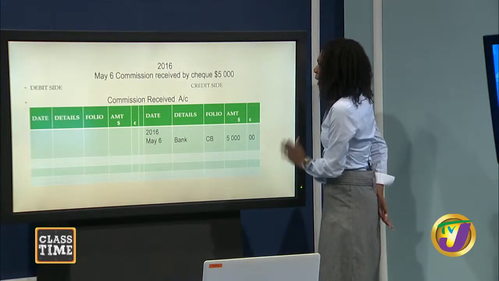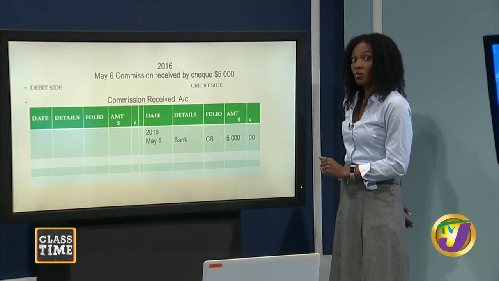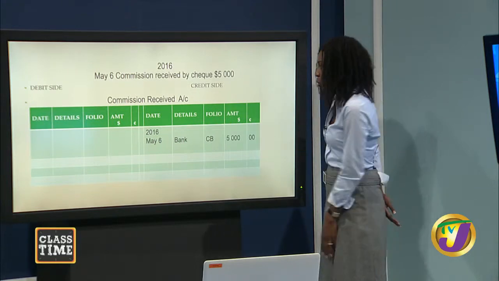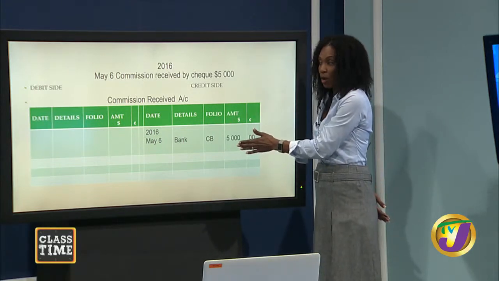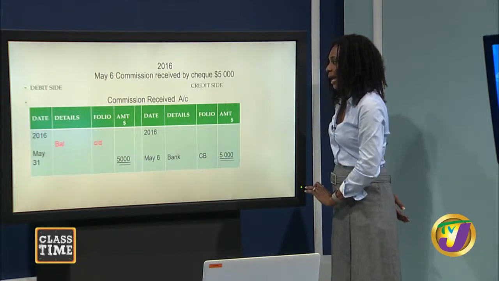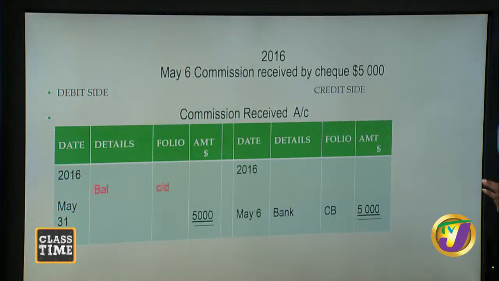All right, good. So here it is in the commission received account, the revenue account. We've had an increase in revenue, so we credit the account. And let's see what it would be like now in terms of us actually trying to close off the account at the end of the month. Now, look on the board here. If you notice, we're closing off at the end of the month. And to close off, on the debit side, I have May 31, balance CD as my details.